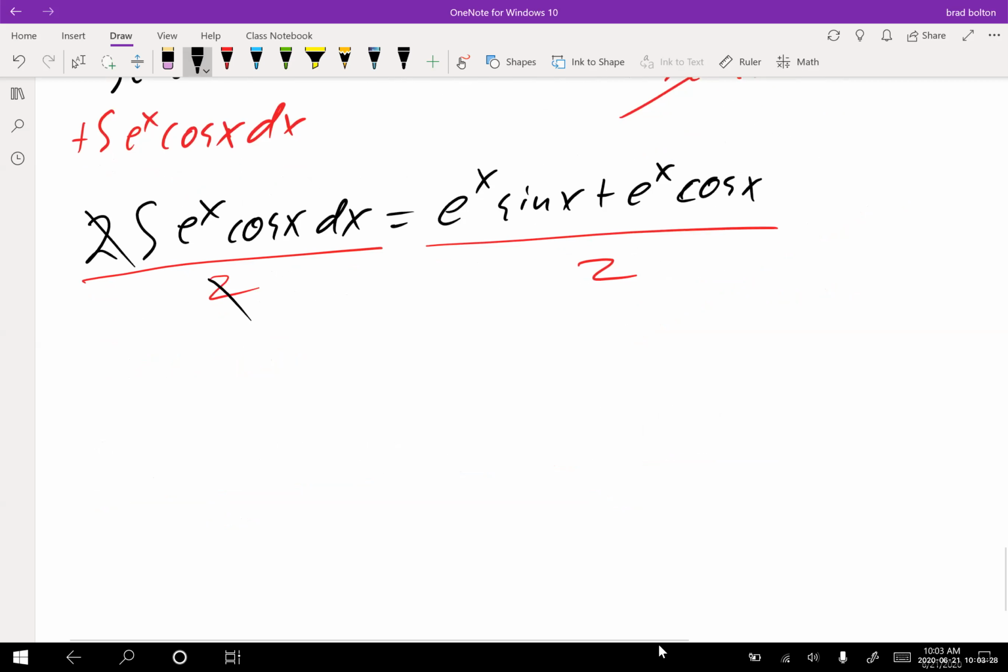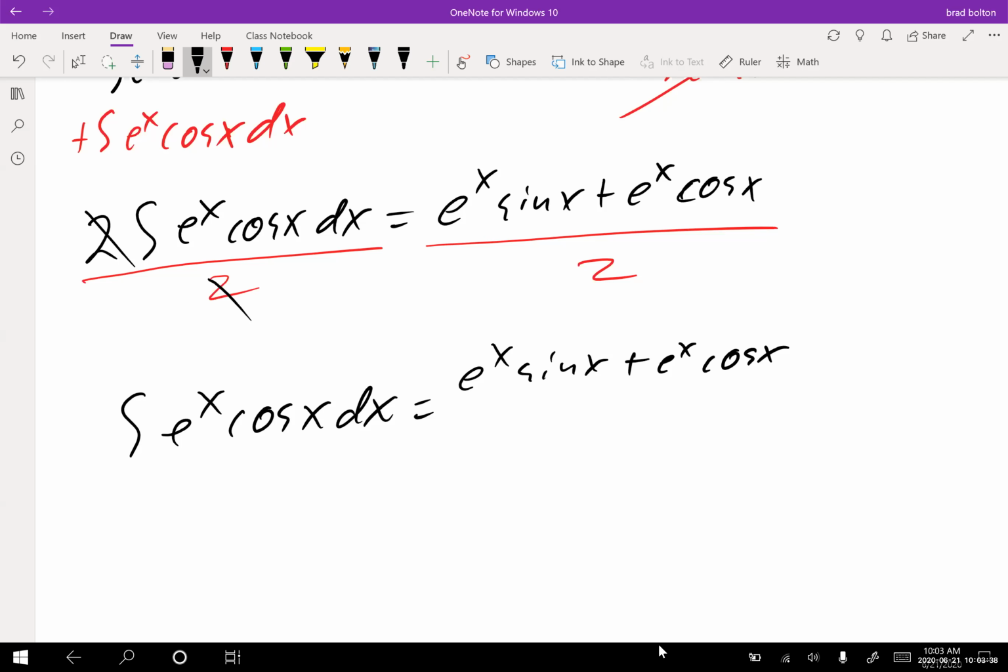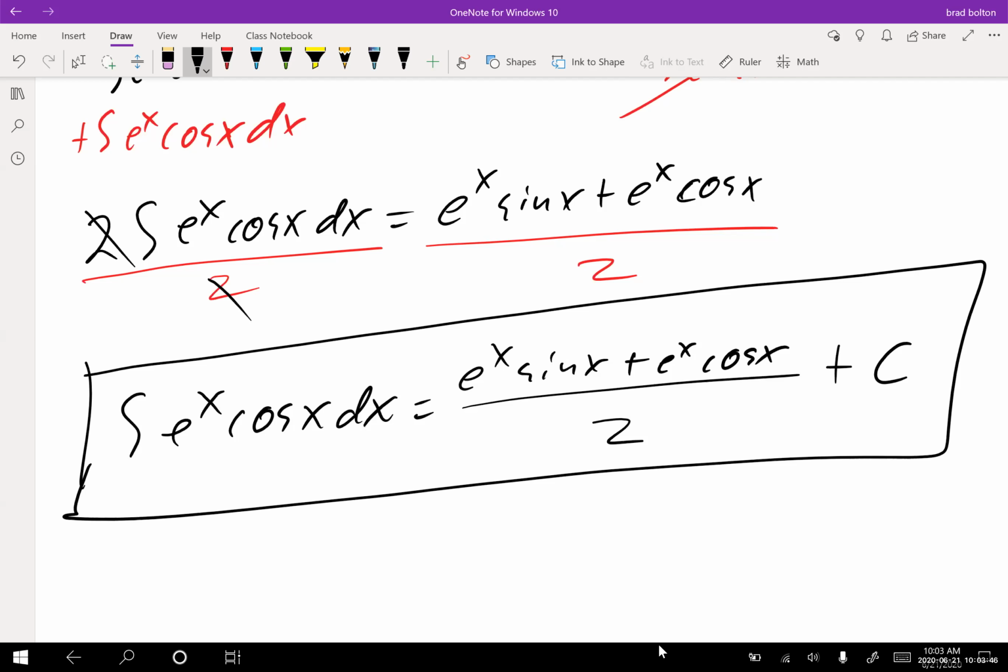So now these cancel, and I'm left with the integral of e to the x cosine x dx is equal to e to the x sine x plus e to the x, and you could factor this e to the x out if you wanted. It would be fine. All over 2 plus c. Now take a minute to look at that. That's kind of powerful.